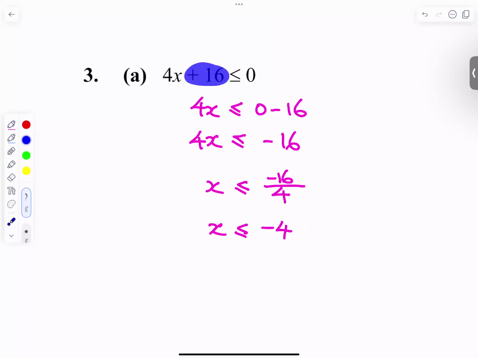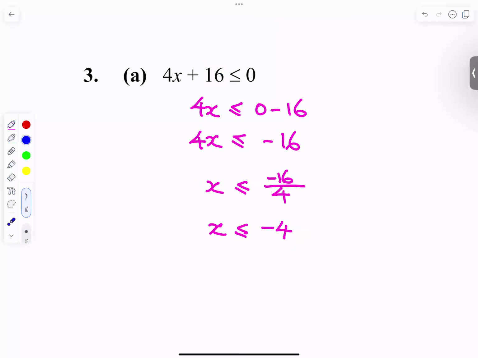It's a plus 16 here, goes there, becomes minus, calculate that. And the 4x means 4 times x. I don't want the 4, so it goes to the other side, division. And then click, 4 and 16 cancel out, so you just have 4.